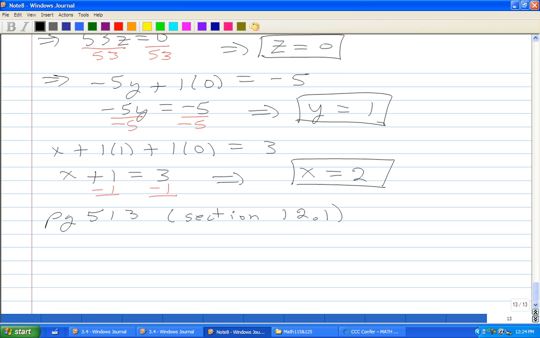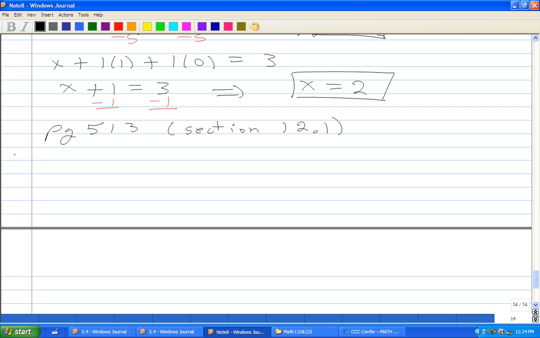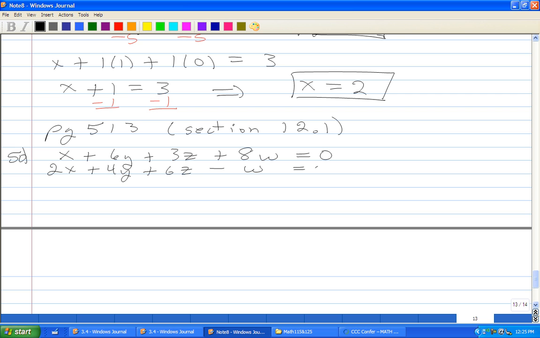Okay. So let's do this. Problem number 50. So I have x plus 6y plus 3z plus 8w is 0. 2x plus 4y plus 6z minus w equals 0. 3x plus 10y plus 9z plus 7w equals 0.